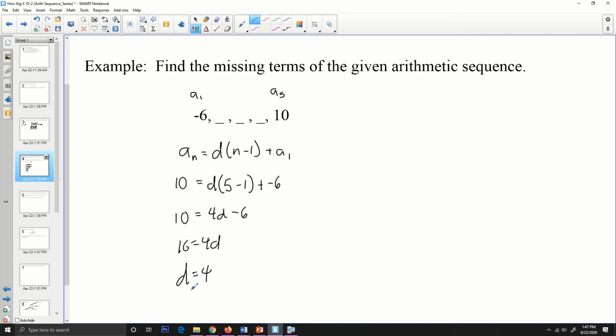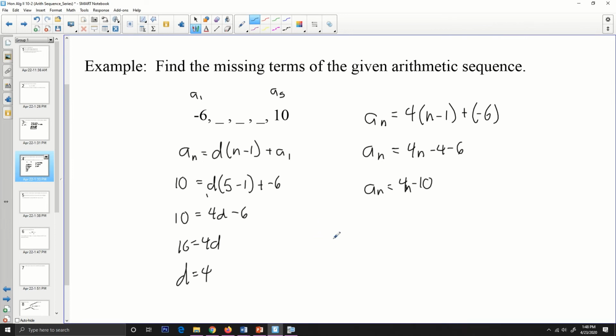Now we could do this two ways. We could just do it in our heads and say the common difference is 4, so I'm going to add 4 to each successive term, which is perfectly fine. Or you could go a sub n is 4 times n minus 1 plus negative 6, so a sub n equals 4n minus 4 minus 6, a sub n equals 4n minus 10. And then just start plugging in the numbers. So I need 2, 3, and 4, but either way is fine.